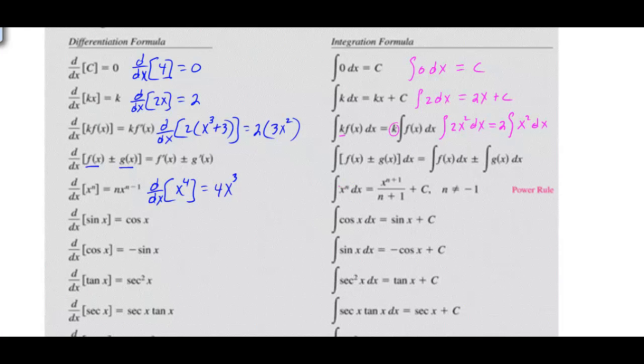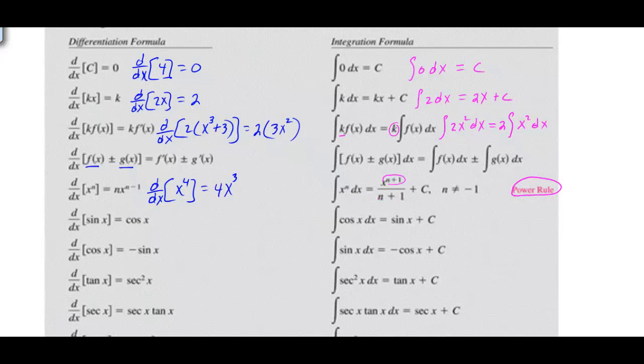So over here on the right, when we're integrating, we're going to do just the opposite. If you notice the formula now, we have x to the n dx. Here, instead of subtracting 1, we're going to have to do the opposite. We're going to have to add 1 up here to the exponent. So that's where we get x to the n plus 1. And instead of multiplying, we're going to divide by n plus 1. And this here is called the power rule that we're talking about.